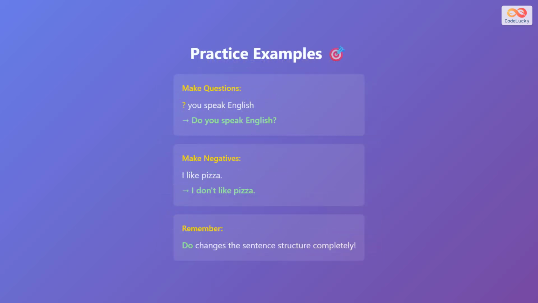Let's practice with some examples. If you want to make a question from you speak English, you say, do you speak English? If you want to make a negative from I like pizza, you say, I don't like pizza. Remember, do changes the sentence structure completely. The helping verb do is very powerful in English. It helps us ask questions and make negatives. Keep practicing these patterns, and soon using do will become natural for you.